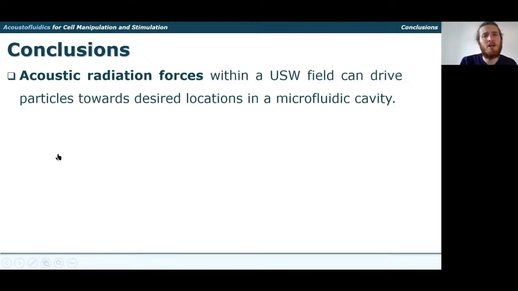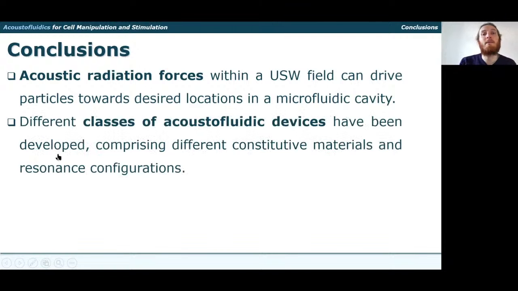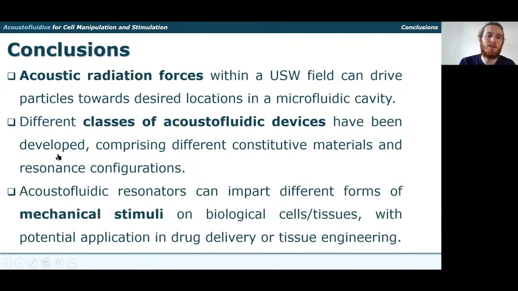In conclusion, acoustic radiation forces within an ultrasonic standing wave field can drive particles towards desired location in a microfluidic cavity. There are different classes of acoustofluidic devices, which comprise different constitutive materials and also different resonance configurations depending on the application. And finally, acoustofluidic resonators can impart different forms of mechanical stimuli, both steady state and time dependent, on both cells and tissues, with potential for application in drug delivery and tissue engineering.